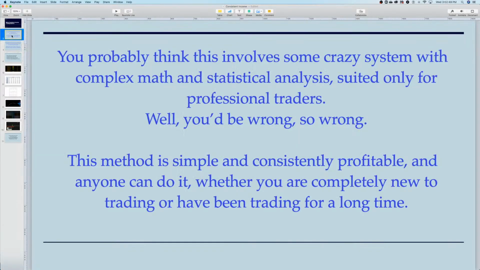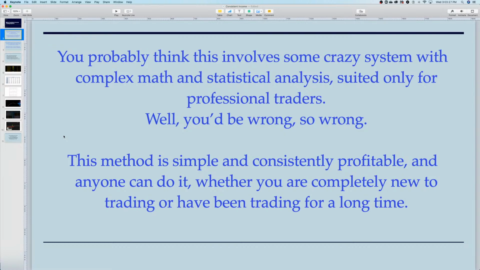All right. So as I said, you probably think this involves some sort of crazy system with complex math, statistical analysis, and suited only for professional traders. Well, you'd be wrong. So wrong. In fact, what we do is we leverage all of the complex math and statistical analysis for you. You just need to know, in the same way that you don't need to know how a combustion engine works in your car and all the electrical systems and computer, you just need to know how to drive the car.